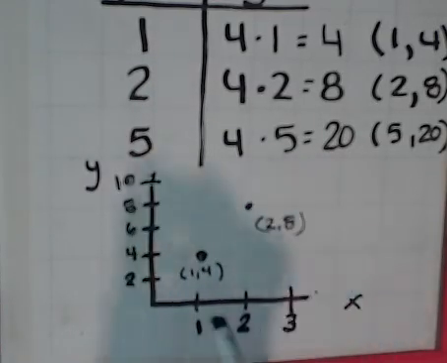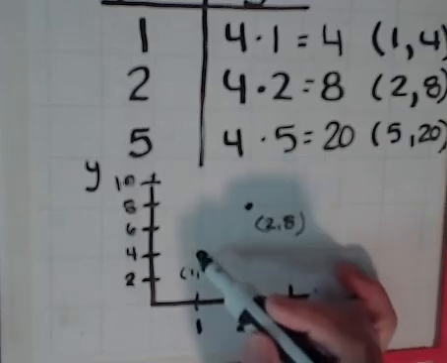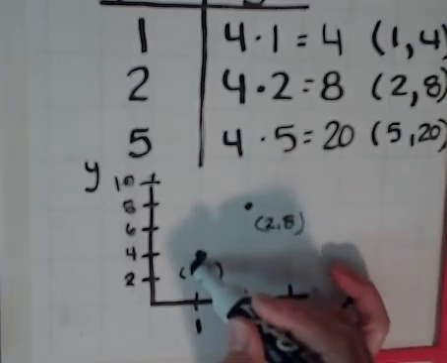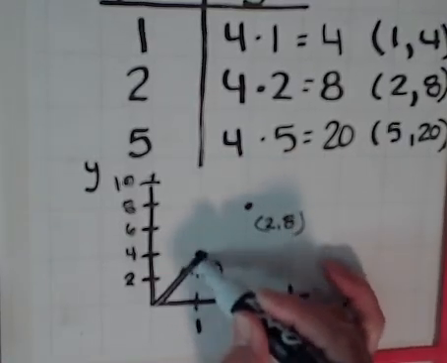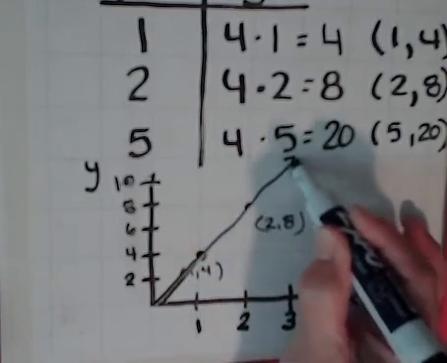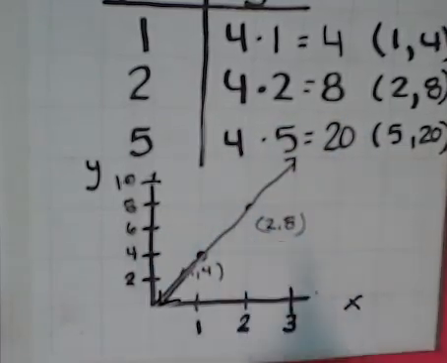And if I had a bigger graph, I could keep on going to bigger and bigger numbers here. And so now I can see drawing that straight line goes right through those 2 points, and that's the graph of my linear equation.